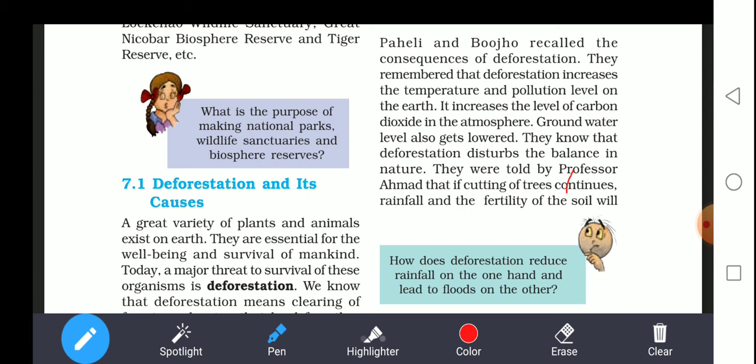We know that deforestation disturbs the balance in nature. If you cut the trees, it will disturb the balance of nature. Professor Ahmed told us that if the cutting of trees continues, rainfall and the fertility of the soil also decrease. It also affects the fertility of the soil. How? We'll study.